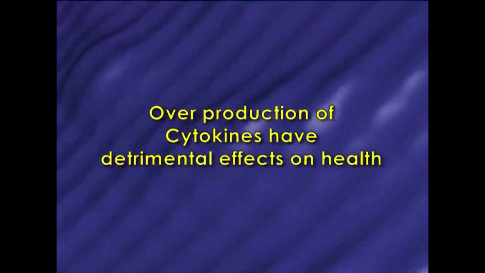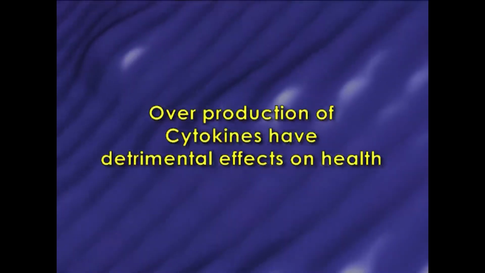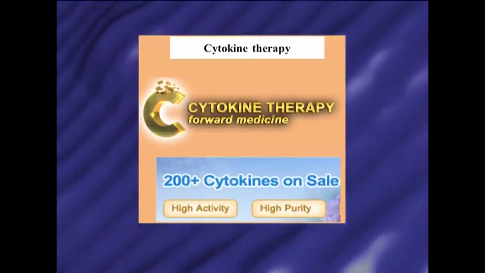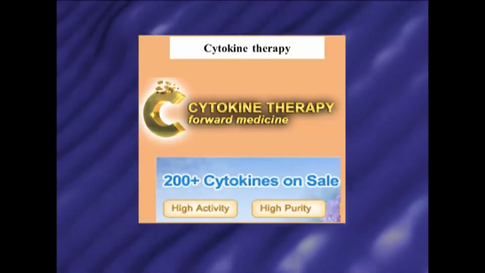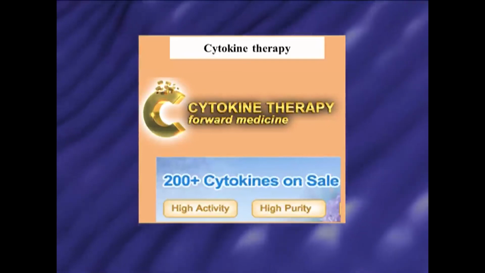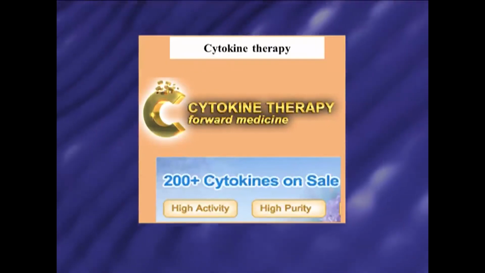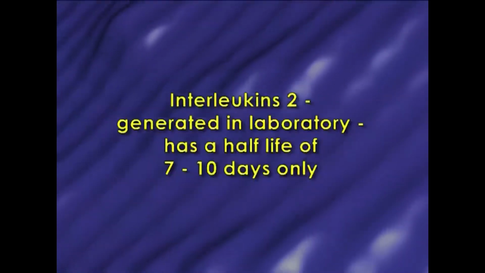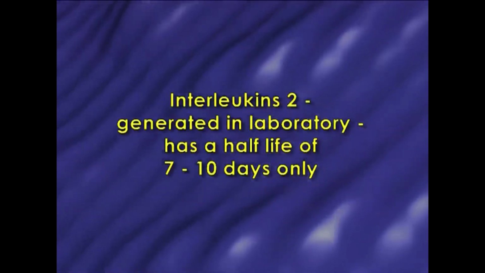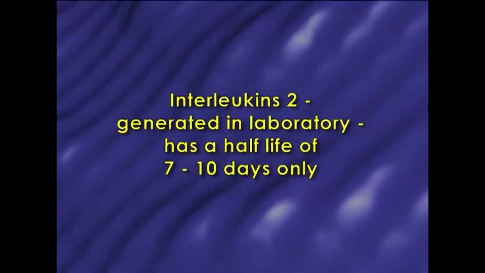So, now we know that cytokines are mandatory for the development and proper functioning of an immune system. At the same time, overproduction of cytokines has detrimental effects on health. So, a proper balance should be maintained. And keeping this in mind, scientists and doctors are trying to use cytokines as a therapeutic agent. But there are some difficulties in using cytokines as a therapeutic agent. Cytokines are short-lived. The recombinant IL-2, that means the interleukin 2 generated in the laboratory, has a half-life of 7 to 10 days. That means to maintain its concentration, we have to give it continuously.